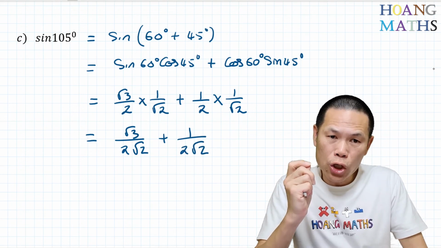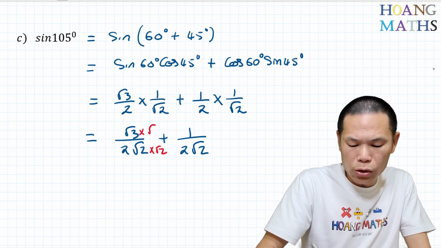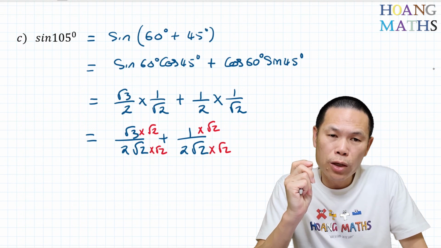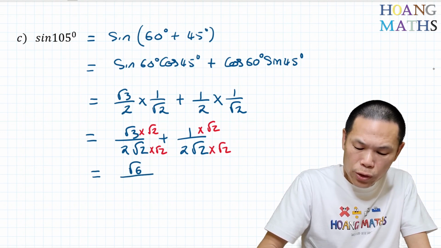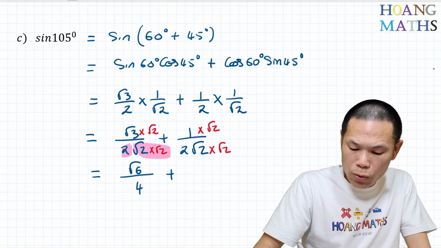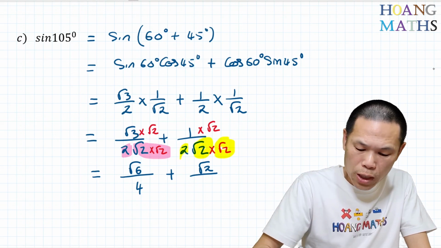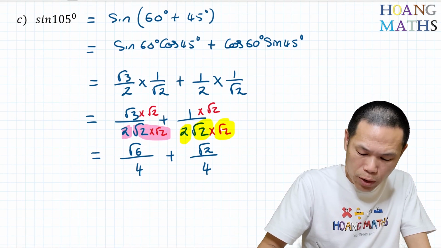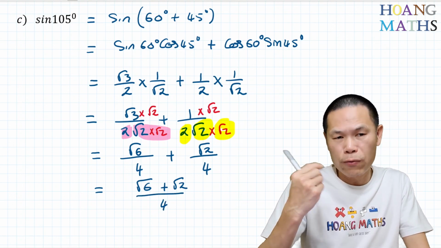Then I can rationalize the denominator by multiplying by square root of 2, on both terms, because I want to get rid of the square root of 2 at the bottom. So it is equal to square root of 6 over, root 2 times root 2 gives me 2, and times 2 gives me 4. Then we add 1 times square root 2, which gives square root 2, over 4. Then I can write it in one fraction: square root of 6 plus square root of 2 over 4, or square root of 2 plus square root of 6 over 4.